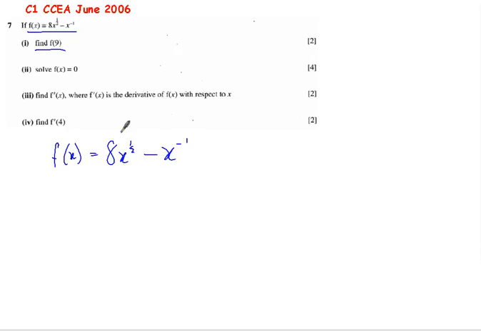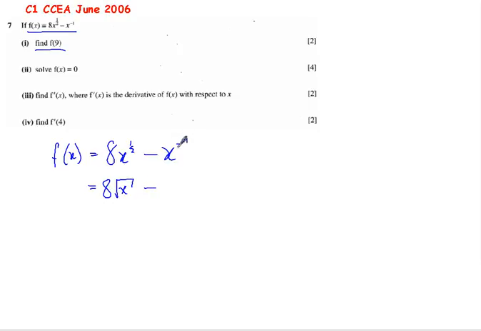Well, we don't have a calculator for this paper, so we need to be able to take x to the power of a half and x to the power of minus 1 and rewrite them as something that we can deal with more easily. And to the power of a half, I know means a square root. So that's 8 times the square root of x. Notice the half is only applying to the power of x, so the square root is only the square root of x. It's not root 8x, it's 8 times the square root of x.